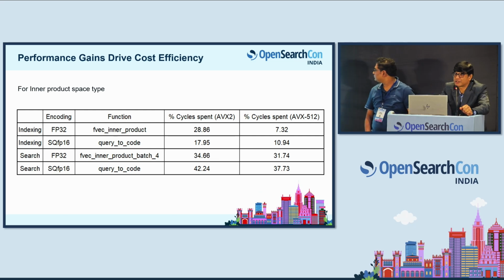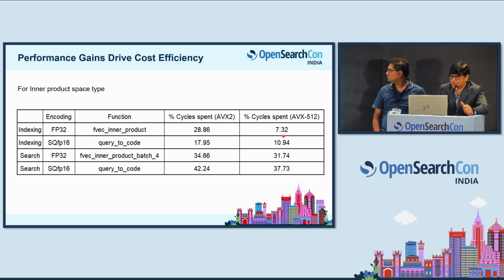I'll share this blog which we published jointly with AWS, where you will find a lot of other details. But I would like to highlight here that in the inner product space type, just by using AVX-512, we brought down the cycle spent for specific functions. On that, 28.86 for the AVX inner product function, we brought it down to 7.32. It's a huge improvement in the percentage of cycle spent, right? Similarly, for other functions also, we have a reduction, which is quite significant.